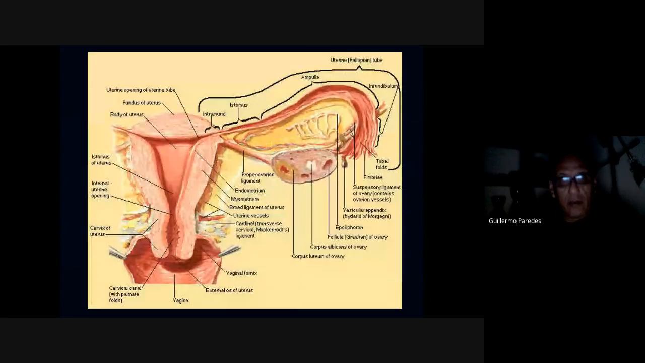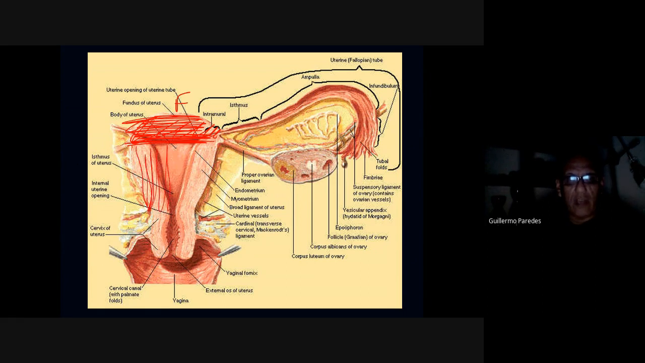Here we have the division of the uterus. This is the fundus, up to here, the fundus of the uterus. A question for the exam: the largest portion of the uterus is the body of the uterus.